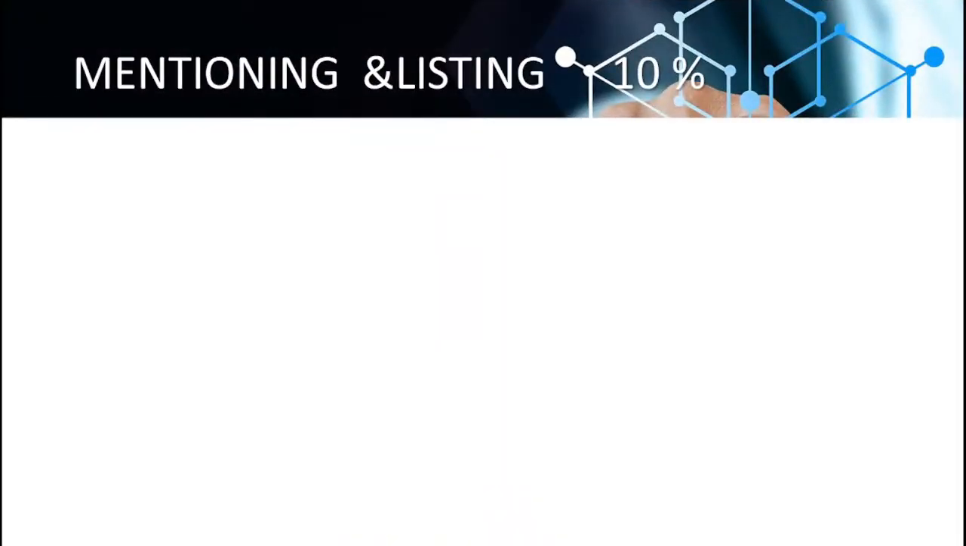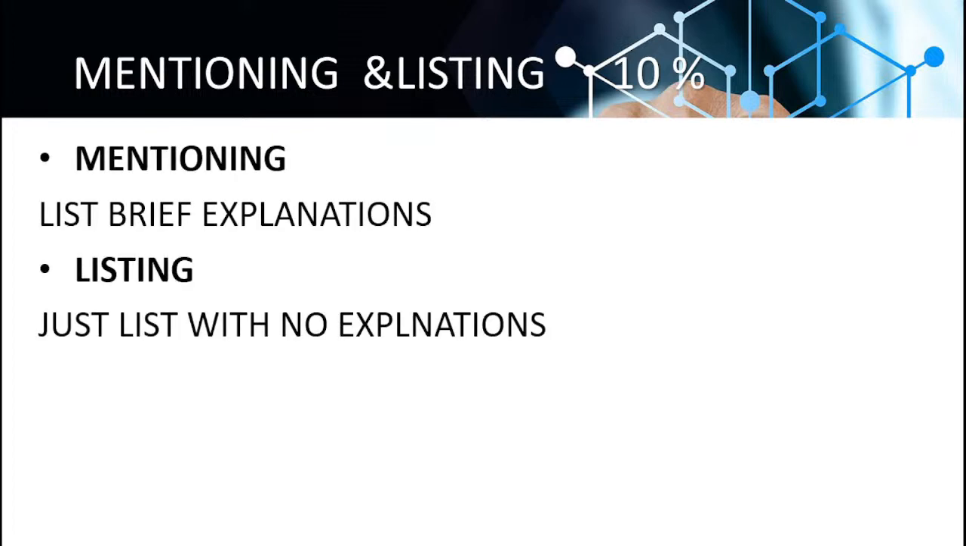Mentioning and listing. In an exam, there are parts where you'll be asked to mention and list. Mentioning and listing can range from 10 to 20 marks. When you're mentioning, you're supposed to list with brief explanations. You're not explaining in detail. Listing, you're just going to list them, but you're not going to explain anything, all right? So that's the difference between the two. Mentioning, you list and explain a little bit, a brief explanation, and listing means you just list them without explaining.